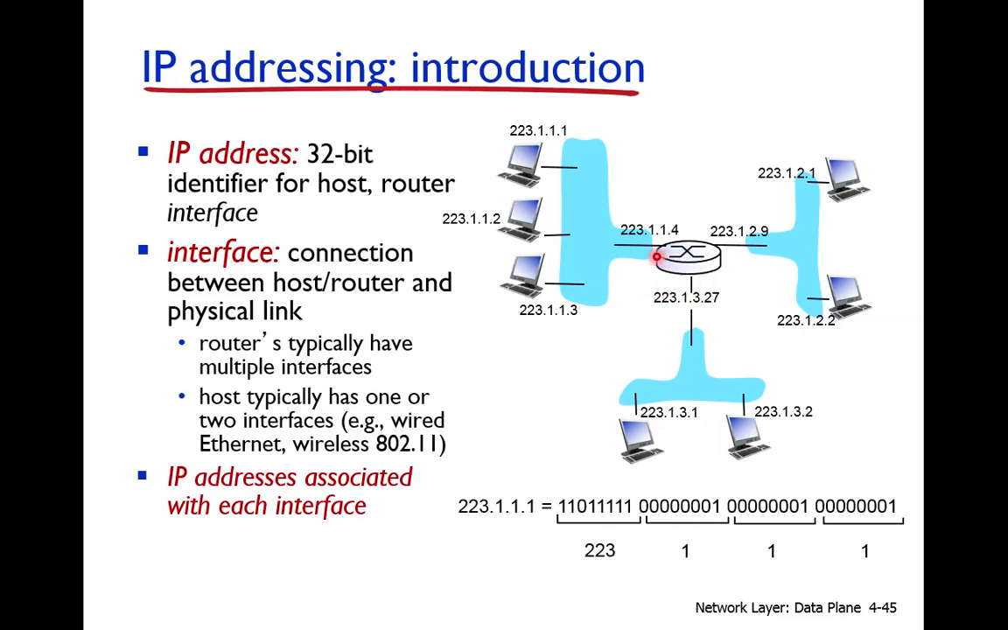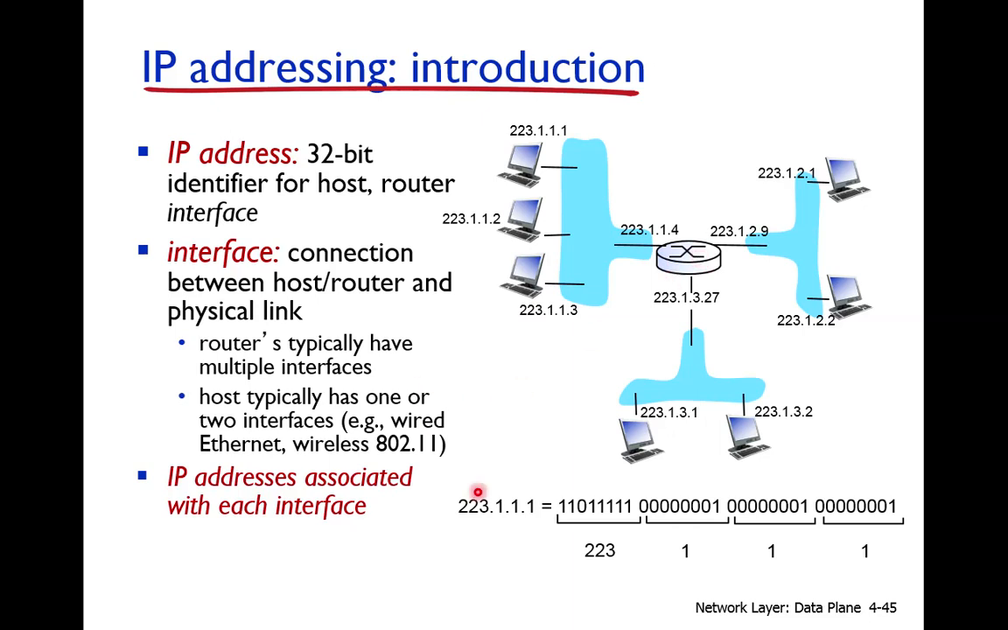Why? Because the router's functionality is that it receives a packet and then forwards it further on the best path. But a host, whether it is a source machine or destination, basically generates the data where the user sits. So a router typically has multiple interfaces, while a host typically has two interfaces, one for wired and one for wireless. An IP address is associated with each interface. So if a host has two interfaces, it will have two IP addresses. If a router has five interfaces, it will have five IP addresses.